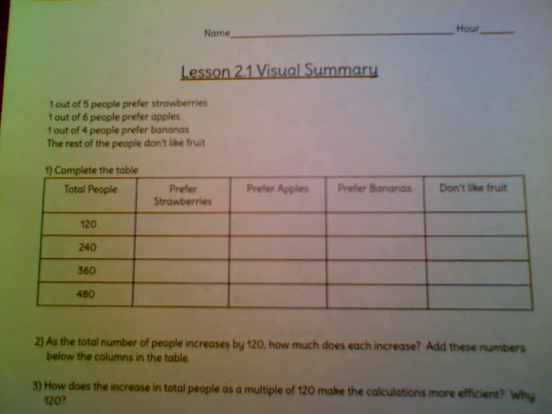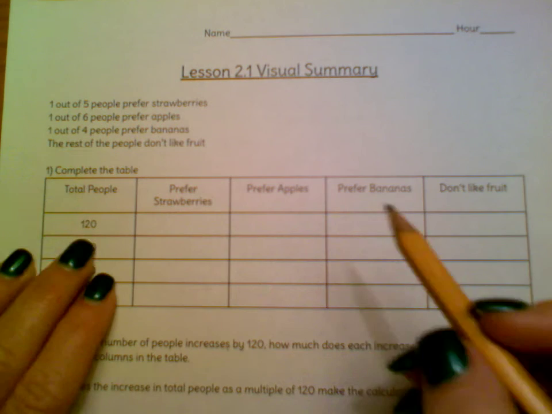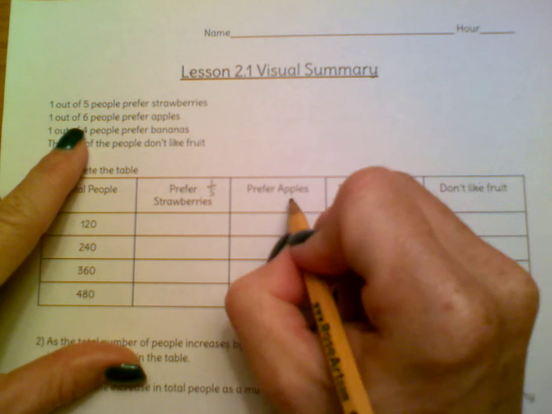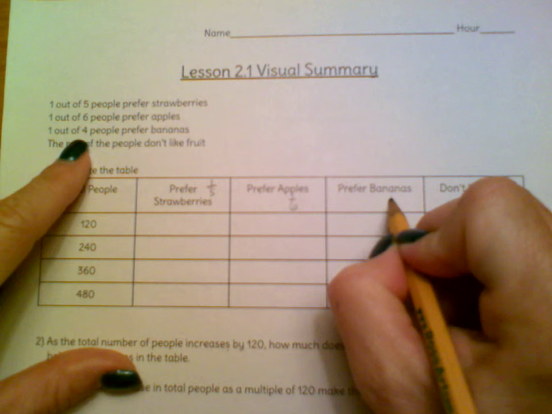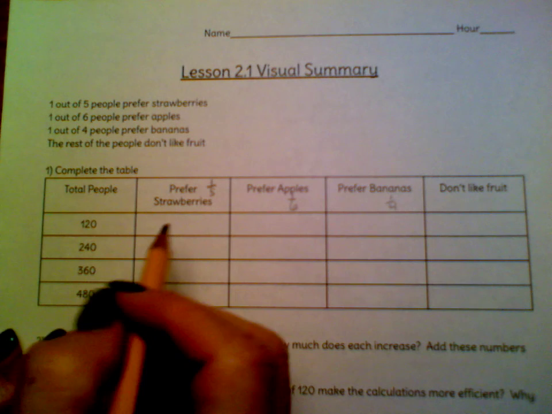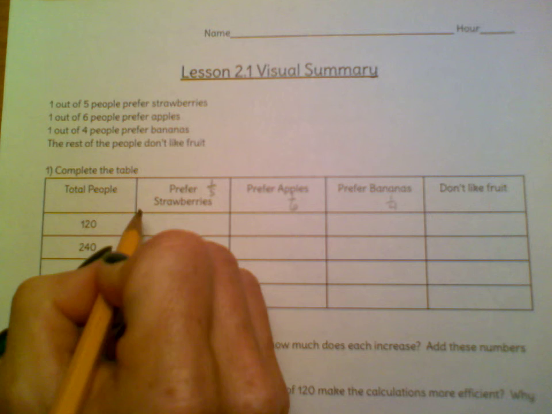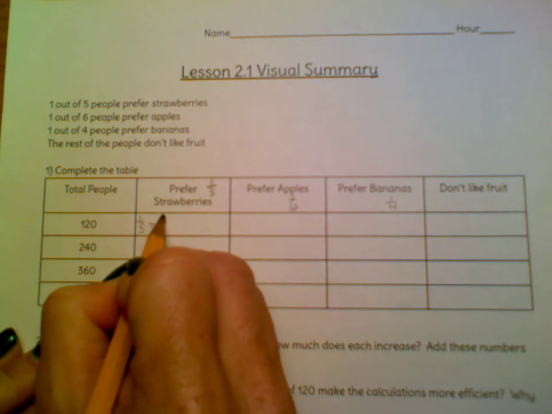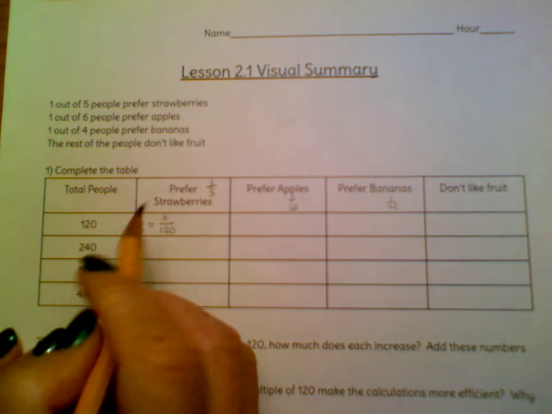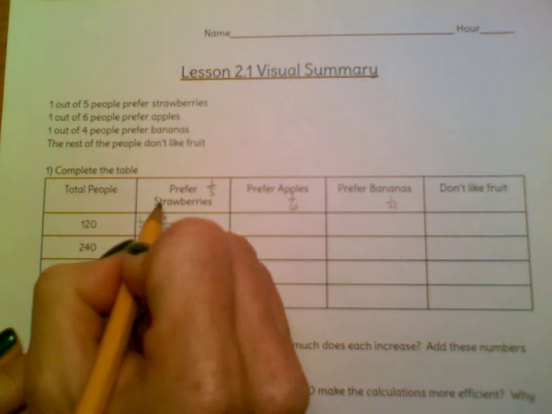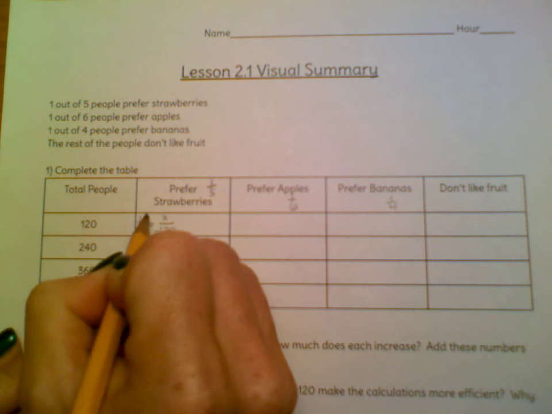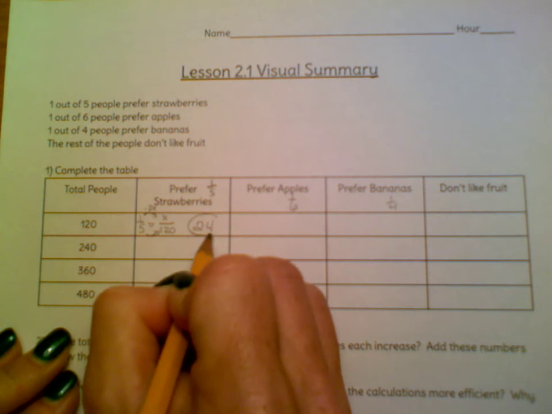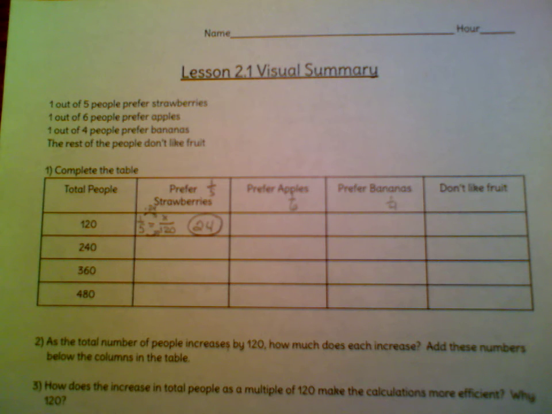So when we look at filling in a table, if I need to know for 120, for strawberries, it was 1 out of 5. I'm going to put 1 out of 6 here and 1 out of 4 here. So for this, to figure out the answer, if I know 1 out of 5 prefer strawberries, how many out of 120? So I can scale up, and this is going to be times 24 times 24. So I see that I will get 24 people who prefer strawberries.